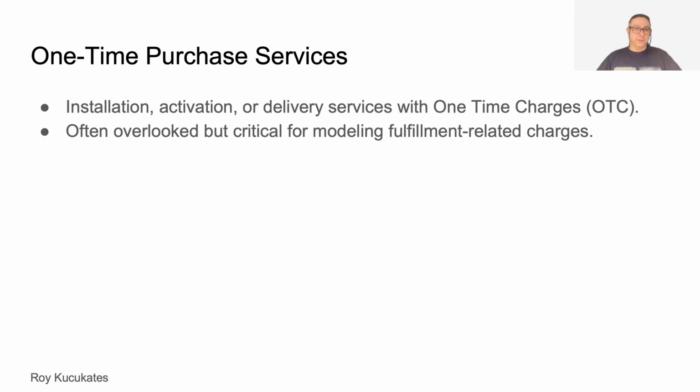One-time purchase services, as the name implies, like installation, activation, or delivery services with one-time charges. You just purchase it once and you don't need to purchase it again. And this is needed for modeling for the fulfillment, because when you give a fiber service to a home, somebody needs to go and install. That installation and activation, or field engineering services, can be a one-time purchase service that is sometimes not even provisioned to the inventory of the customer.